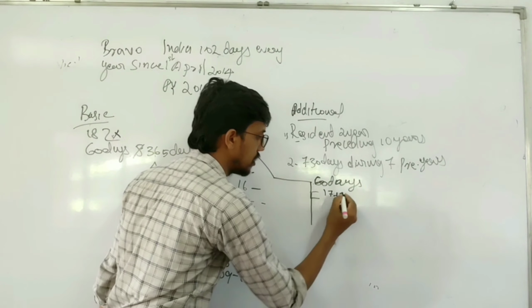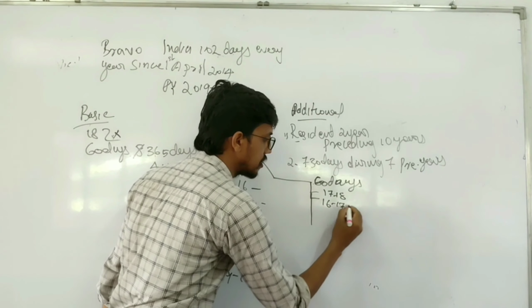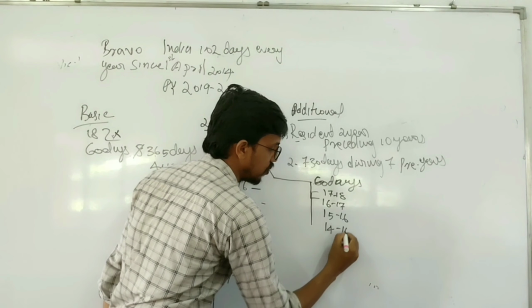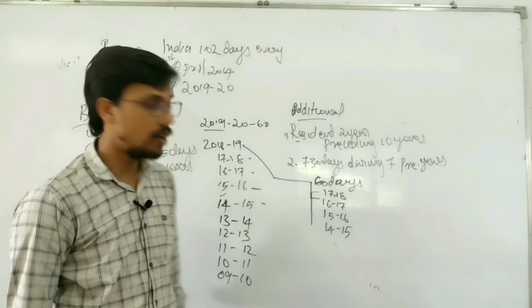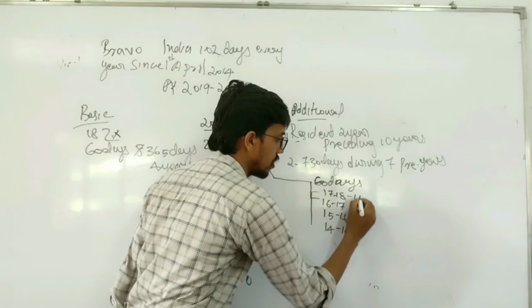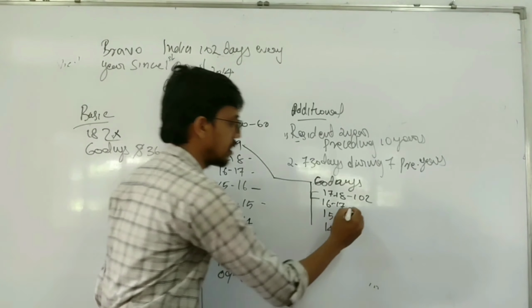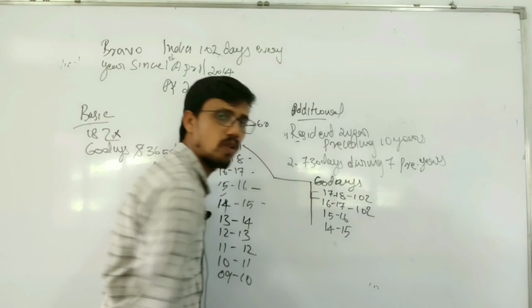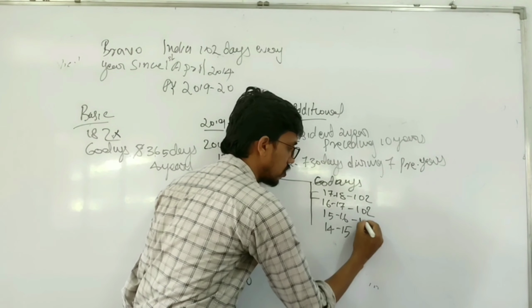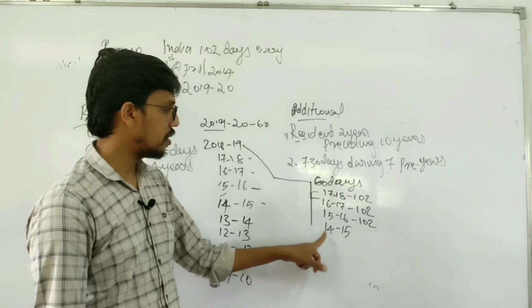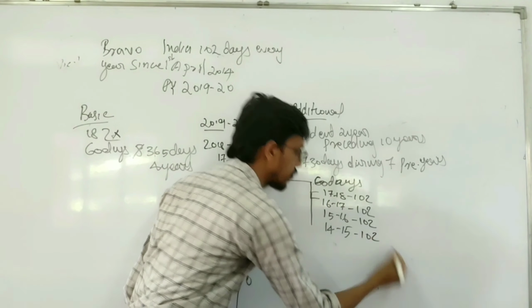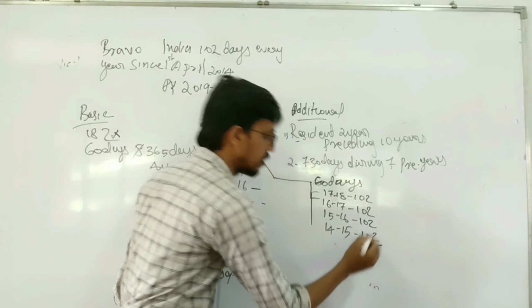17-18 is one of the preceding years. 16-17 is another. 15-16, 14-15. These are the preceding 4 years. Now we have to check whether he was in India for 365 days. In this year, whether he was in India 1 or 2 days. Yeah, right? In this year also 1 or 2 days. We have already calculated this. That's why I am not mentioning it specifically. In this year also 1 or 2 days. In 14-15 also he was here 1 or 2 days. Right? 1 or 2 days.